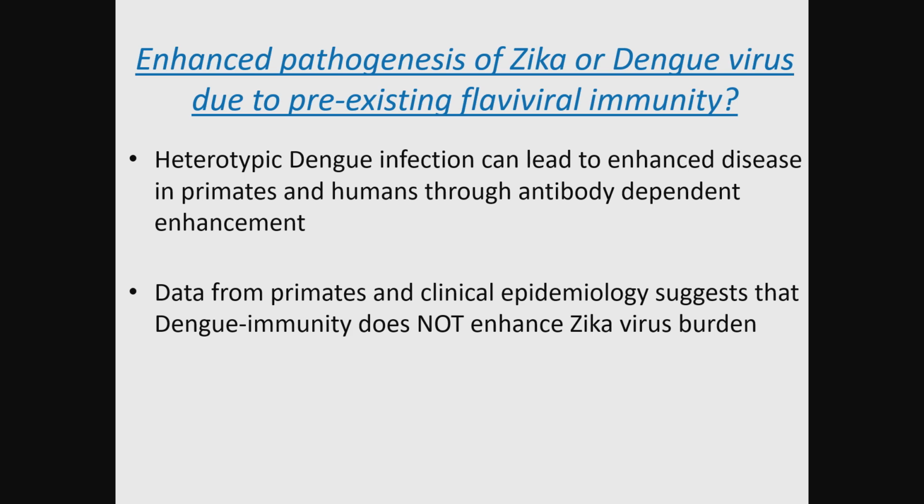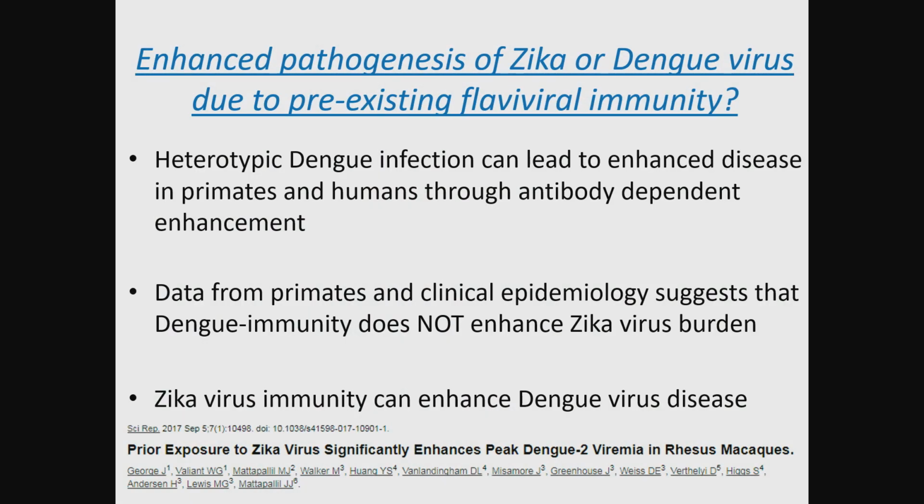And in fact, previous data has shown that a heterotypic dengue infection, that is infection with a different serotype of dengue than what you're immune to, can lead to enhanced disease in primates and humans through a phenomenon called antibody-dependent enhancement, which I'll get into in a second. However, the data from the primates and the clinical epidemiology suggests that dengue immunity does not enhance Zika virus burden. And this is still a highly debated issue.